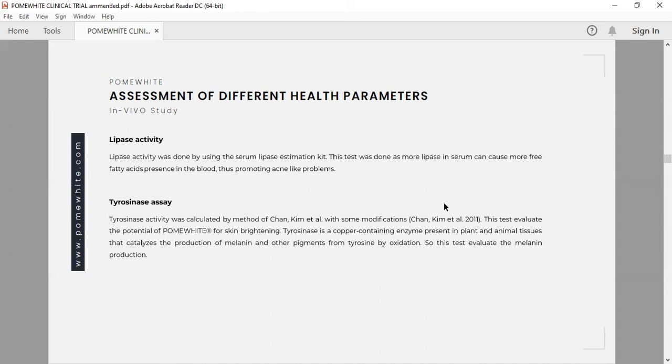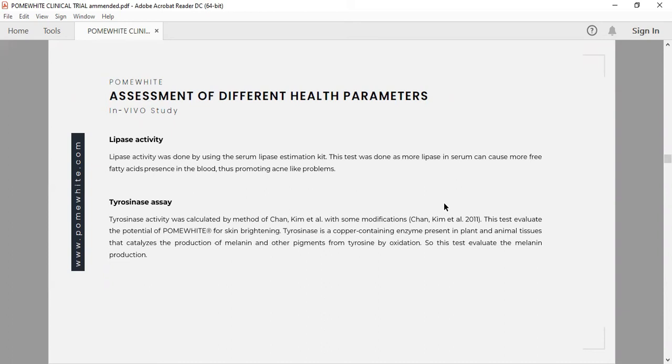Tyrosinase is basically a copper containing enzyme, and it catalyzes the production of melanin. And if with the help of some way we could inhibit the tyrosinase, this means that we are going to inhibit the biosynthesis of the melanin and some other pigment. Because basically what happens is that tyrosine is a compound that is present in our bloodstream and in our skin and obviously in every organ.